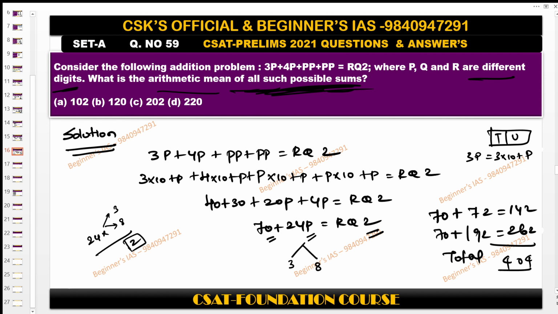The question is not dealing with the sum. Arithmetic mean means you have to add these two and divide by 2. That is nothing but AM. So AM is 404 by 2, which gives 202. The answer is C. Anybody having a doubt here?